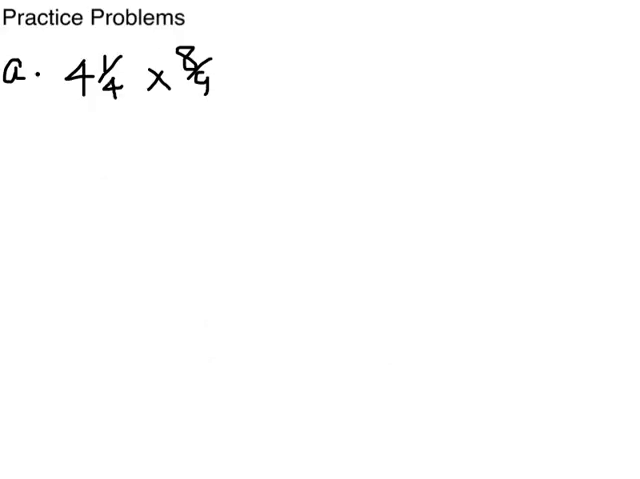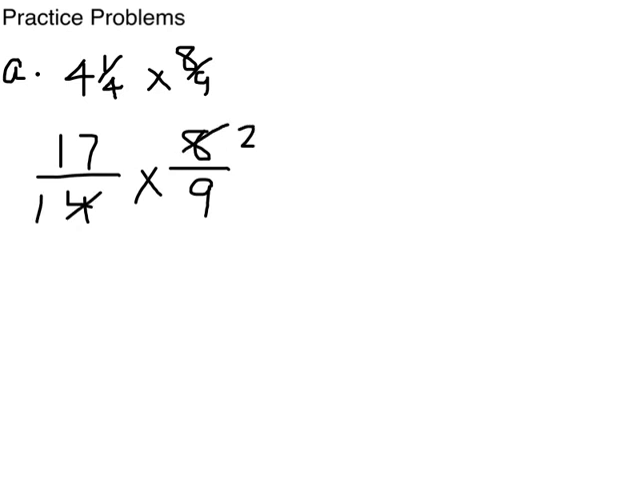Practice problems, shall we? 4 and 1/4 will change to 17 over 4 times 8 over 9. Can we cross cancel? Yes, we can. 4 goes into 4 one time and into 8 two times. 17 times 2 is 34. 1 times 9 is 9. 34 over 9 would be your answer.